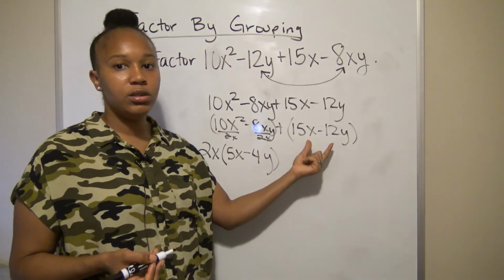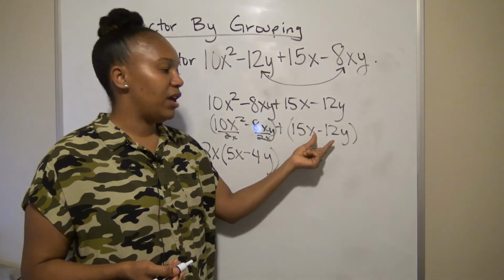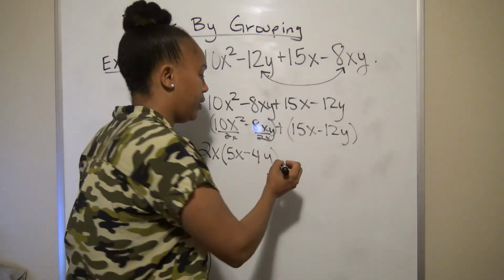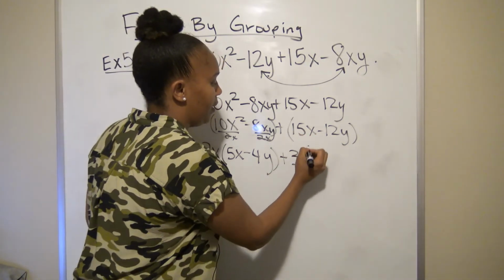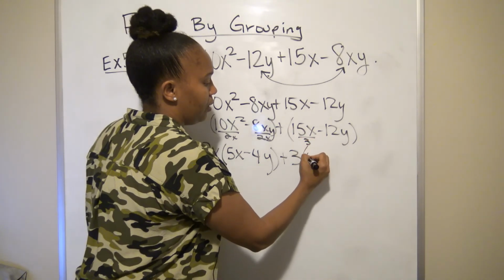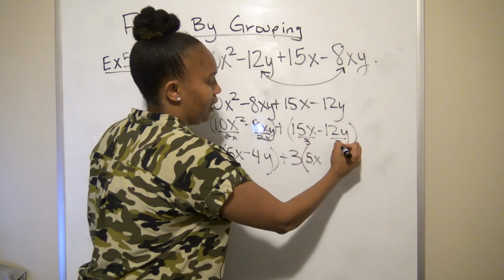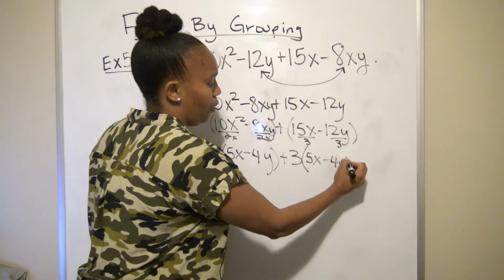Now, what do these two have in common? These both have a multiple of 3. That's the biggest multiple that they have in common. So pull out the 3. If I divide the 3 here, that leaves me with 5x. If I divide the 3 here, that leaves me with minus 4y.